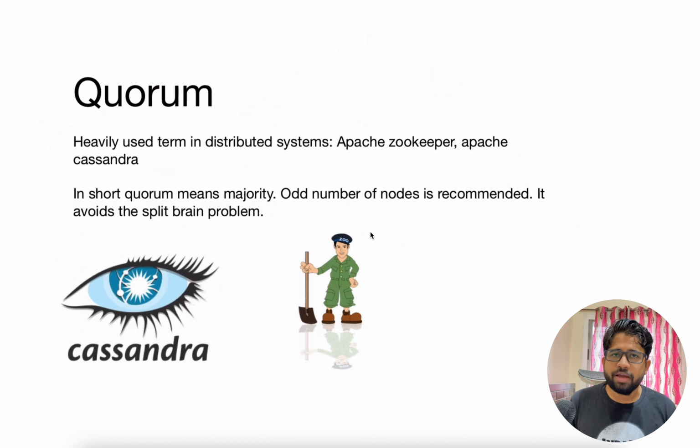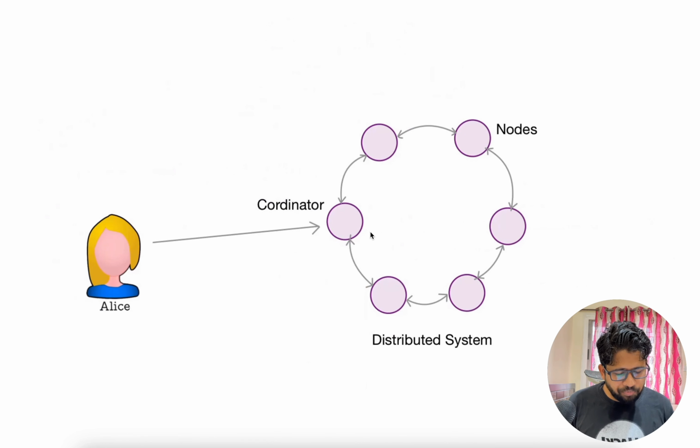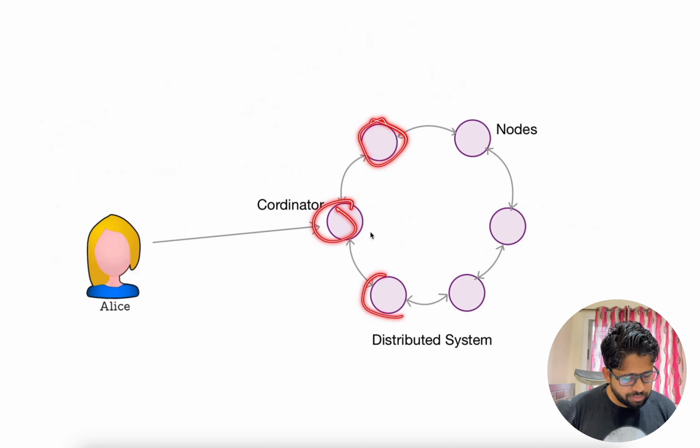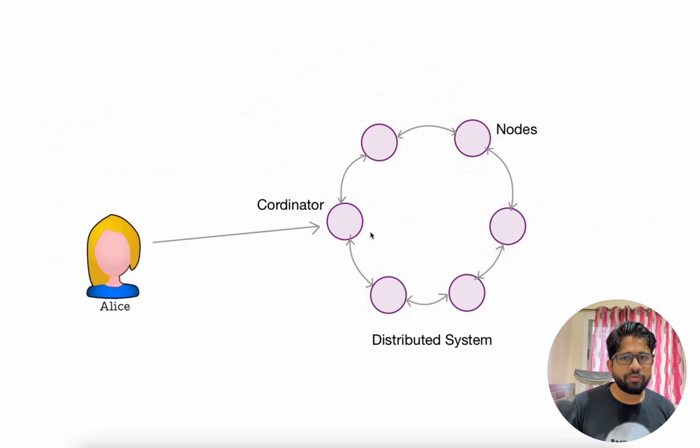Now, this is heavily used in Apache Zookeeper, Apache Cassandra, and similar distributed systems. Before going into the quorum definition, I'm going to talk about what the flow looks like in any distributed system. Imagine that you have multiple nodes in a distributed system. You can imagine them to be different computers or different machines hosted on cloud. One can be hosted in one place and another in a different place.